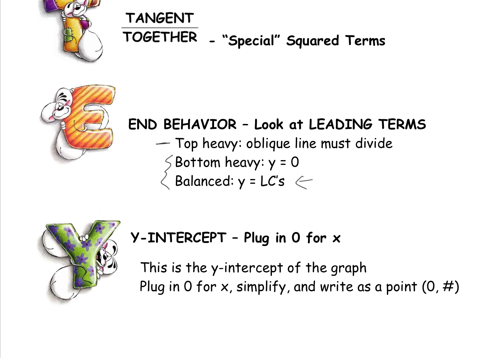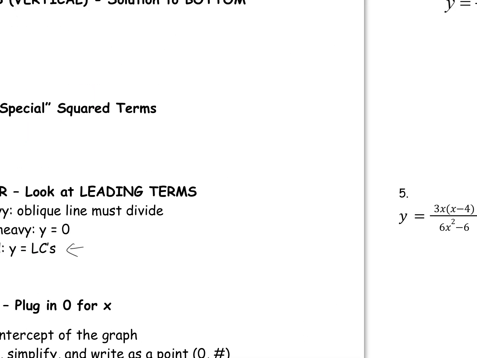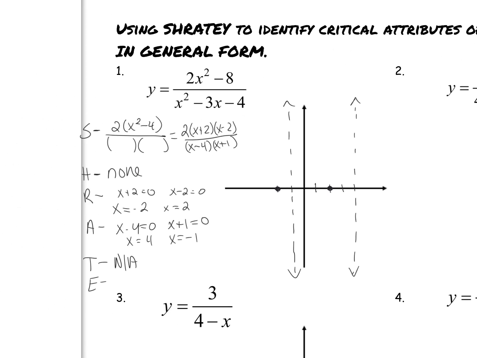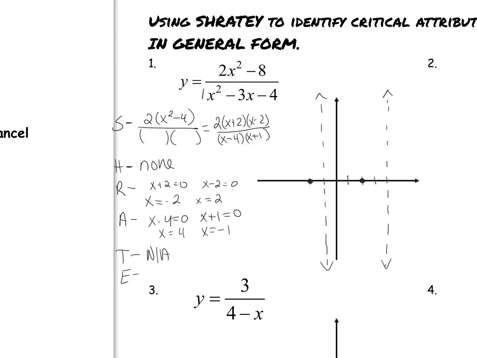So then it says it's the LCs. Anybody remember what LC is? Leading coefficients. So if I go back over here and I look at my leading coefficients, it's 2 over 1. So therefore my end behavior is y equals 2. So I'm going to go up here. And now that is my end behavior, which means when I draw both of my graphs, as they go to the right and the left, they need to be approaching that horizontal asymptote.